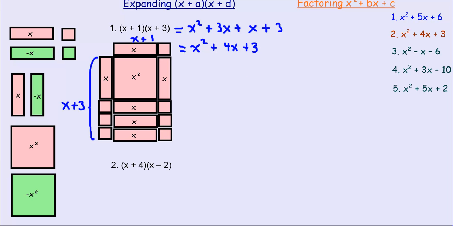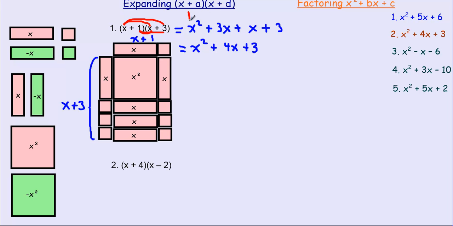So that's how we could use the algebra tiles to find that product. Algebraically, what I could do is this. If I multiply this x by this x, it gives me this x squared. If I multiply this x by this 3, it gives me this 3x. And then this 1 times this x algebraically gives me that x. And then 1 times 3 gives me the 3 in the end.